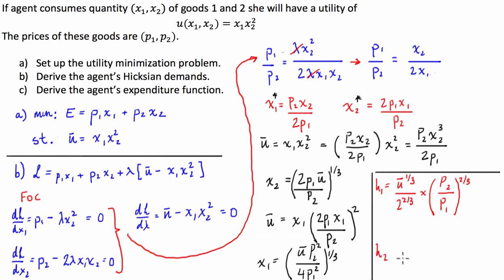And our Hicksian demand for x2, where is our x2? It is there, is going to be 2 to the 3rd u to the 3rd times p1 on p2, all to the power of 1/3. Cool. So finally what we're going to do is derive the expenditure function. So let's get to doing that.